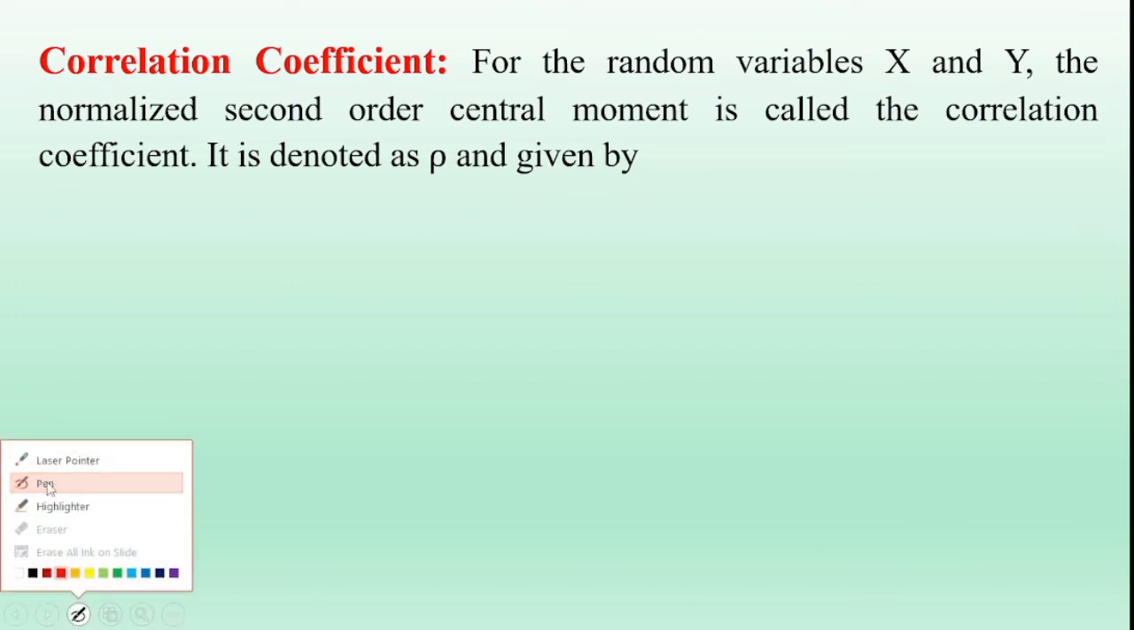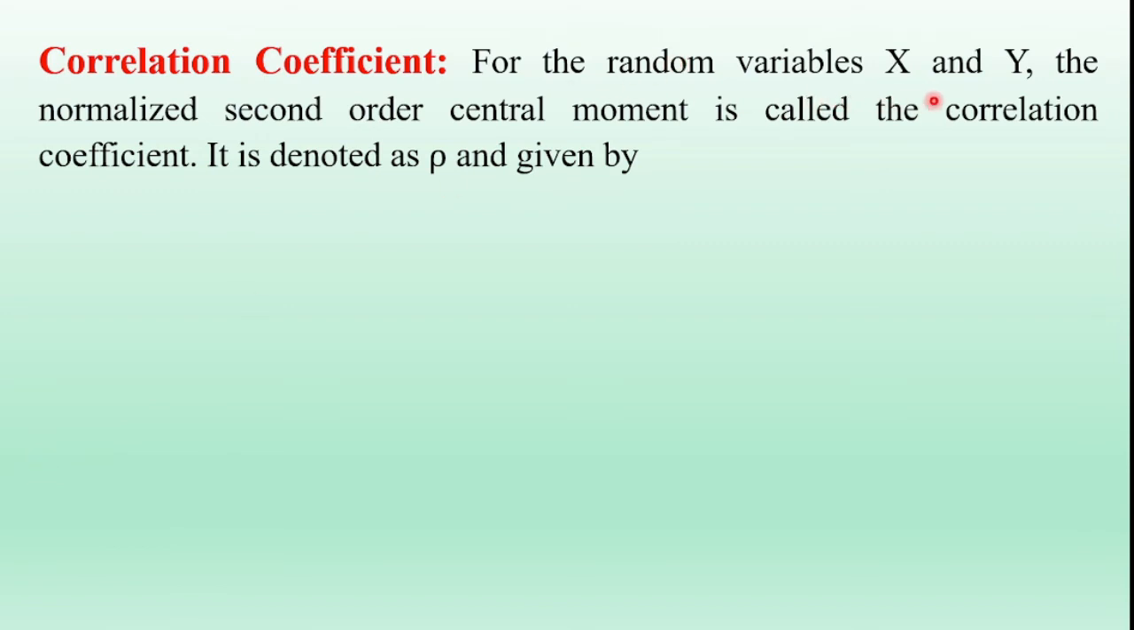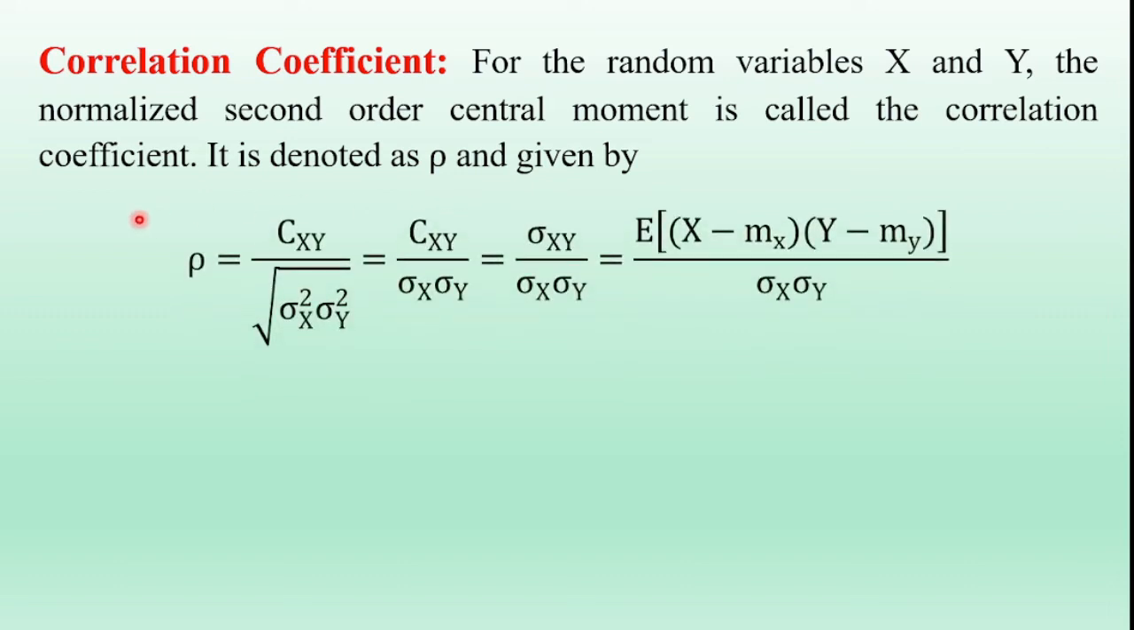And the correlation coefficient. For the random variables capital X and capital Y, the normalized second order central moment is called the correlation coefficient. So the correlation coefficient is denoted as rho, and it is given mathematically by rho equal to C suffix XY divided by the square root of sigma X square sigma Y square. C suffix XY is the covariance between the random variables X and Y. Sigma X square is the variance of the random variable X. Sigma Y square is the variance of the random variable Y.